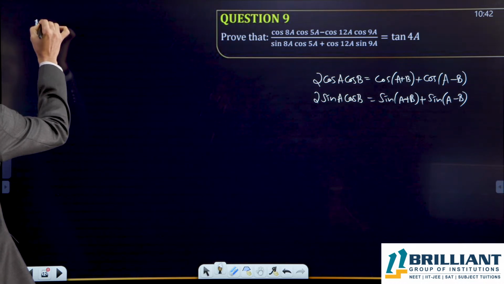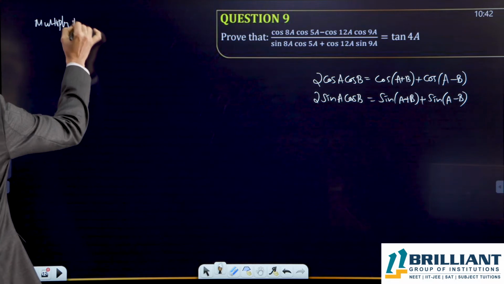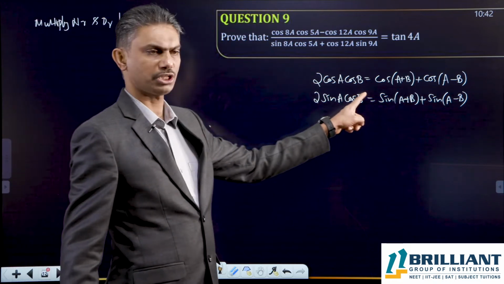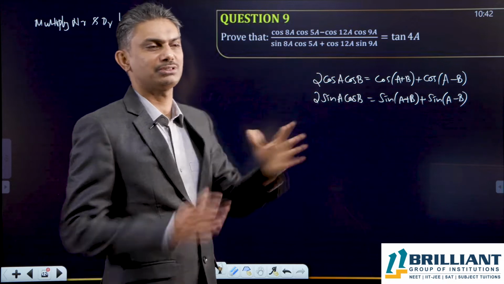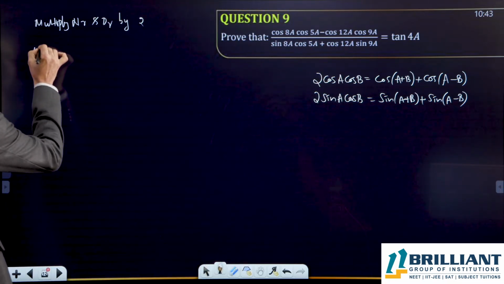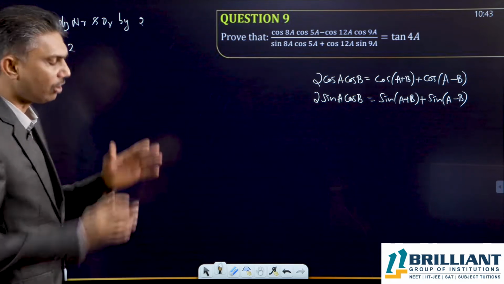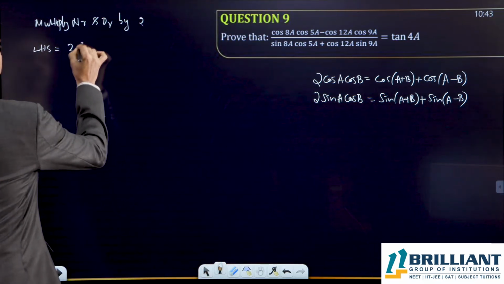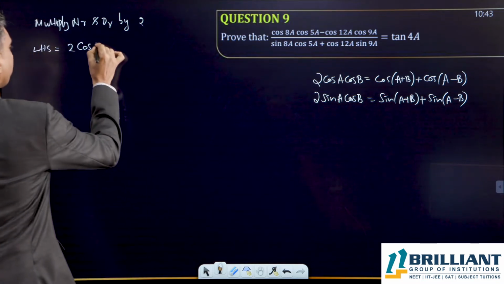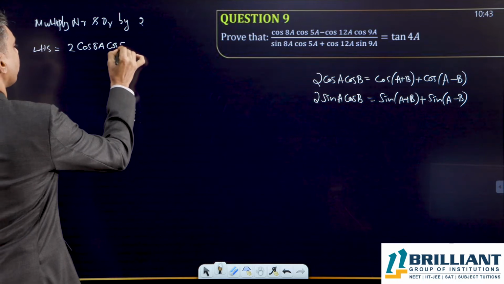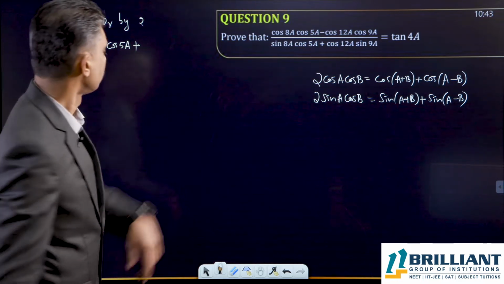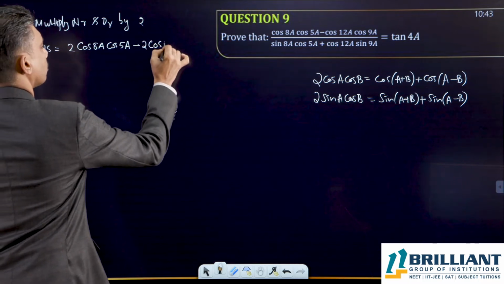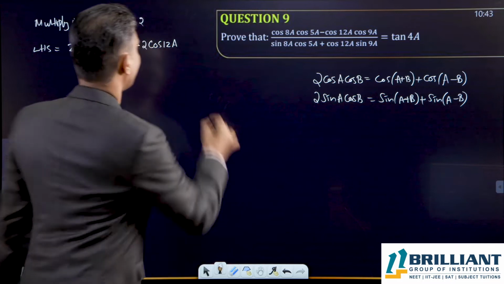See, multiply numerator and denominator by 2, because this formula says 2 cos A cos B, but 2 is not there. So, I can put a 2 in numerator and denominator, nothing will change. So, LHS is equal to 2, and always arrange the angle in descending order. So, 2 cos 8A into cos 5A minus 2 cos 12A into cos 9A.